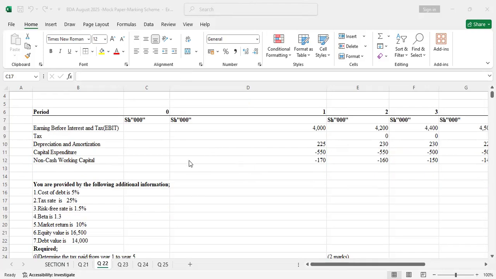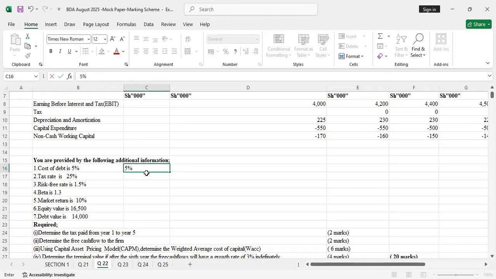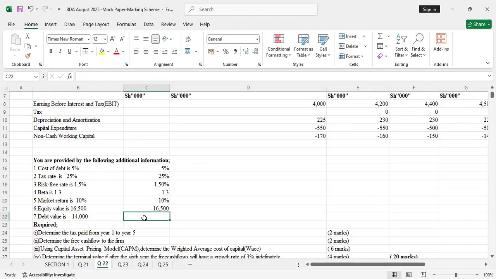Yeah, so we have earnings before interest and tax, we have tax, we have capital expenditure, we have the non-cash working capital. So you are provided with the following additional information. Cost of debt is 5%. So just allow me to note it here. Tax rate is 25%, so I'll copy that here. Risk-free rate 1.5%. Beta at 1.3. Market return at 10%. Equity value 16,500. And debt value is 14,000. Yeah, let me just capture that.